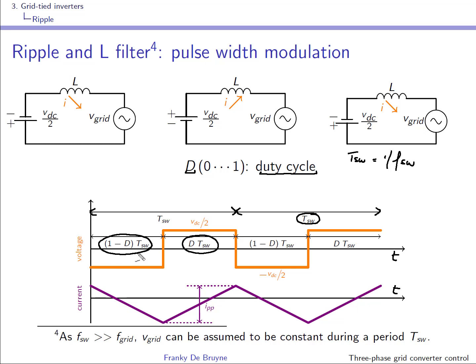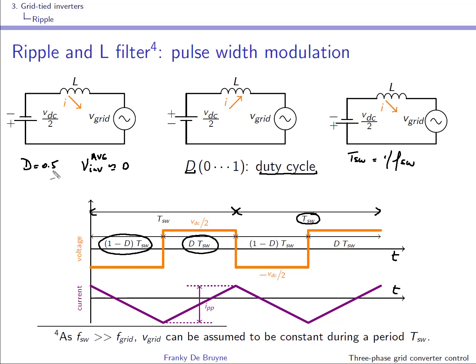And of course what you can do then is influence the average voltage that you have at the output of your inverter. And in the situation that is drawn here, I would say that this average voltage is around 0, because you see here that D is equal to 0.5.